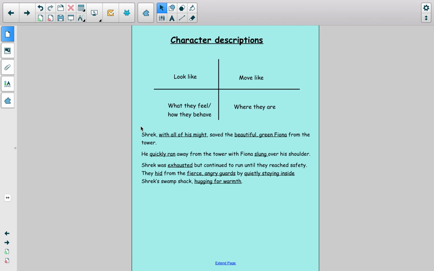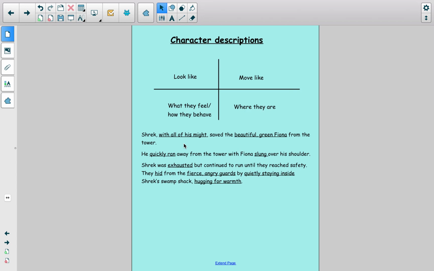For example, here I have made up a few sentences about the character Shrek and have described him, Fiona, and the guards. Shrek, with all of his might, saved the beautiful green Fiona from the tower. He quickly ran away from the tower with Fiona slung over his shoulder. Shrek was exhausted, but continued to run until they reached safety. They hid from the fierce and angry guards by quietly staying inside Shrek's swamp shack, hugging for warmth.